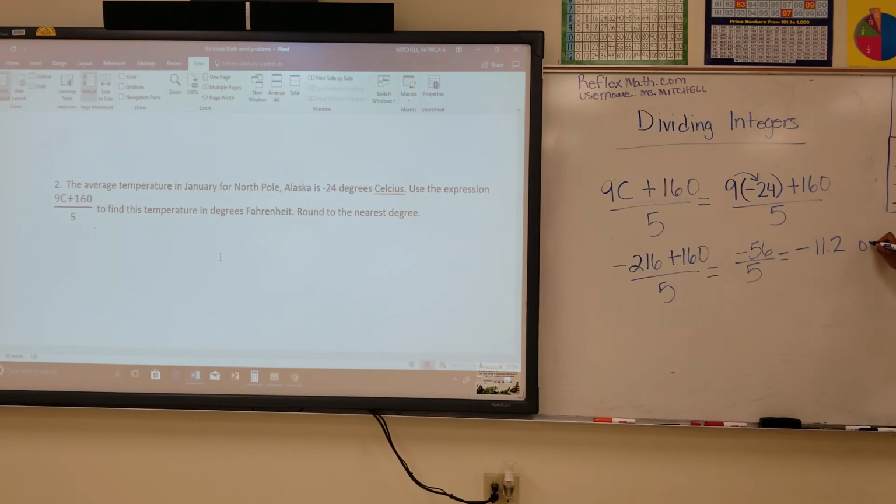Or, if you want to just round it down, that is fine. Negative 11 degrees Fahrenheit.